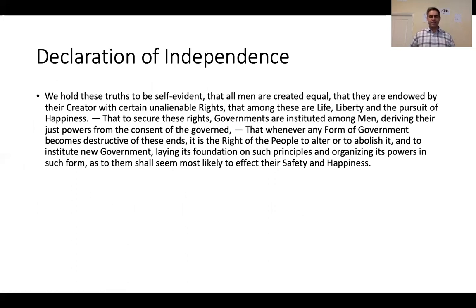We hold these truths to be self-evident, that all men are created equal, that they are endowed by the Creator with certain inalienable rights, that among these are life, liberty, and the pursuit of happiness, that to secure these rights, governments are instituted among men, deriving just powers from the consent of the governed, that whenever any form of government becomes destructive of these ends, it is the right of the people to alter or abolish it, and to institute a new form of government, laying its foundation on such principles and organizing its powers in such form as to them shall seem most likely to affect their safety and happiness.